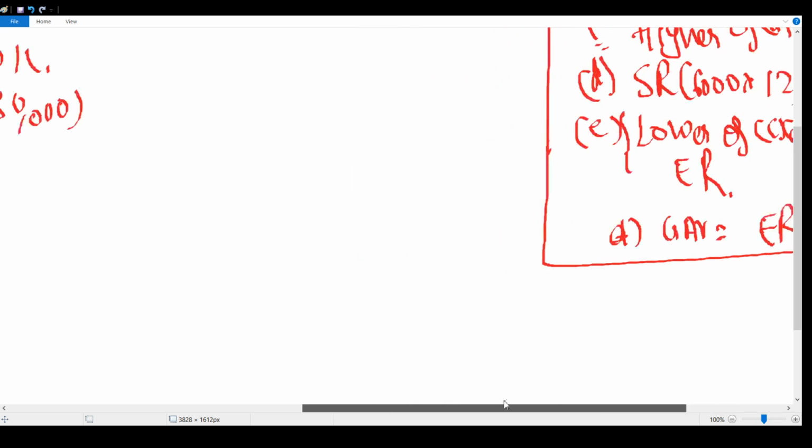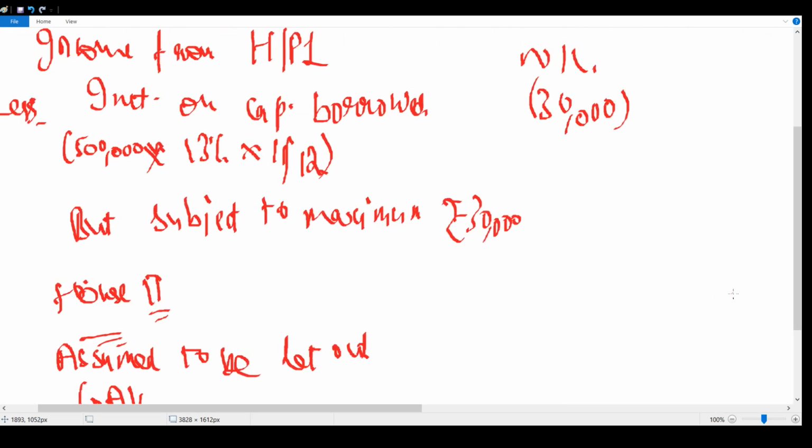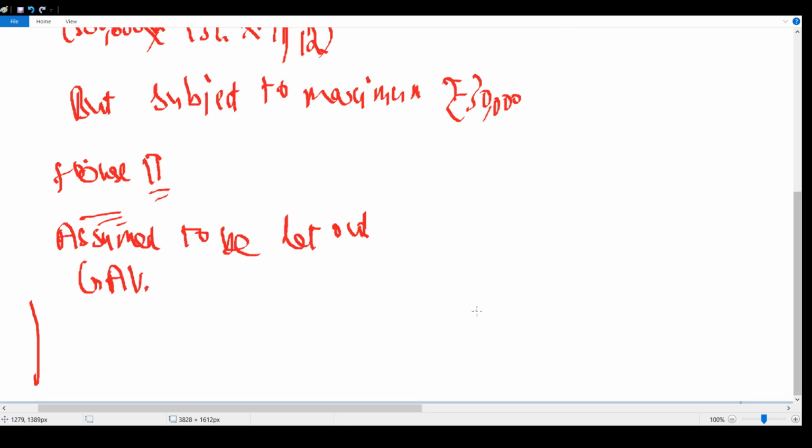Okay. Anyone having any doubt till here? Till the calculation of GAV, anyone having any doubt?